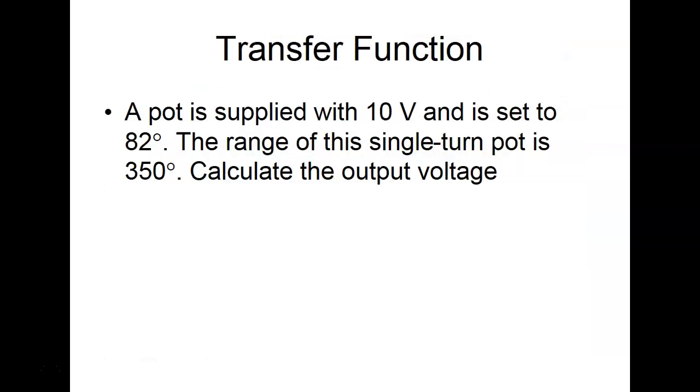A pot is applied with 10 volts. It is set to 82 degrees. The range of the pot is 350 degrees. Calculate the output voltage. Everybody do this, just calculate it out. We've already got an answer.